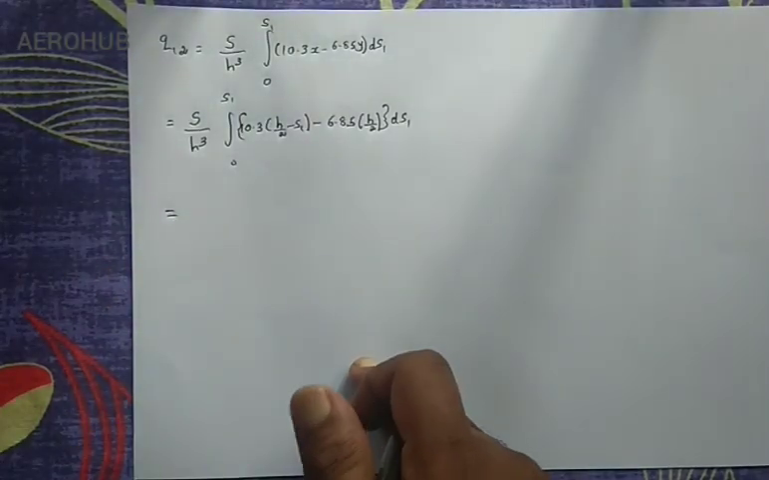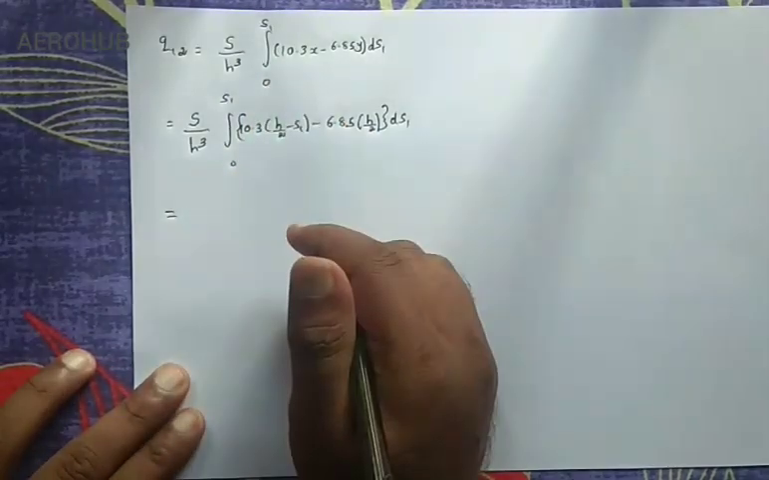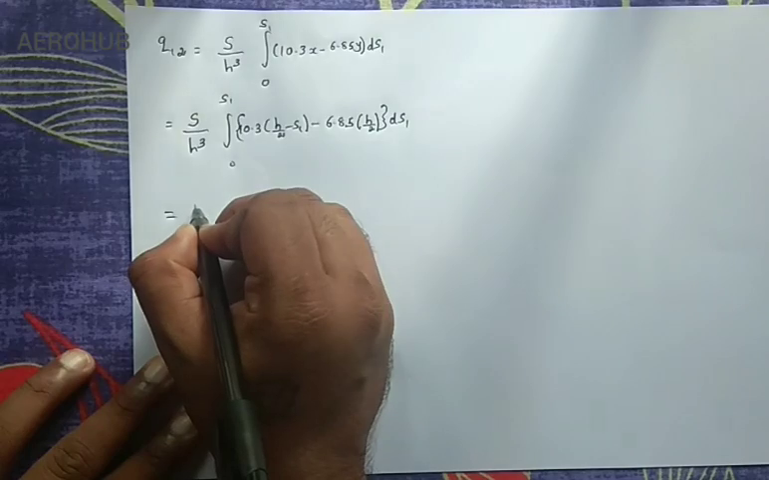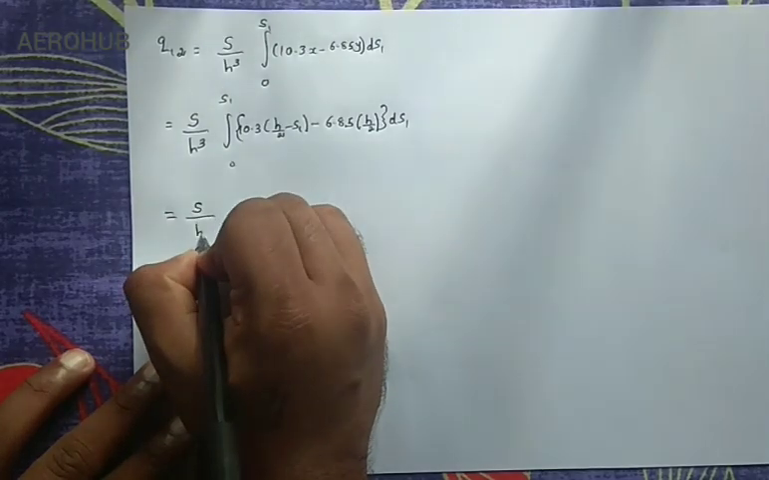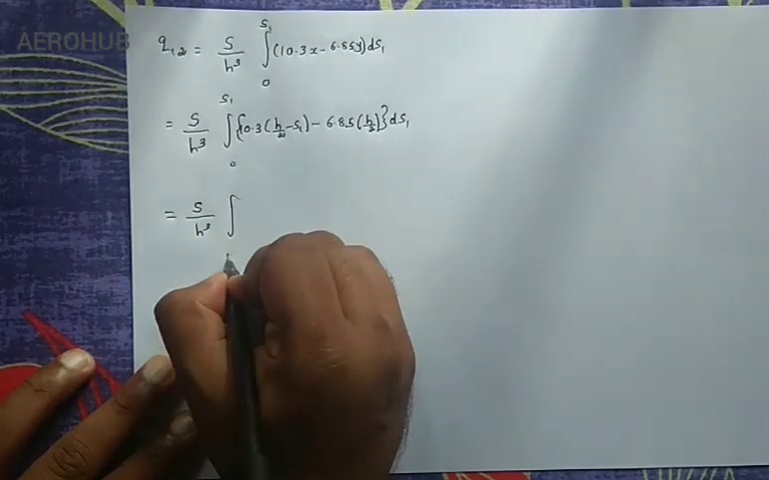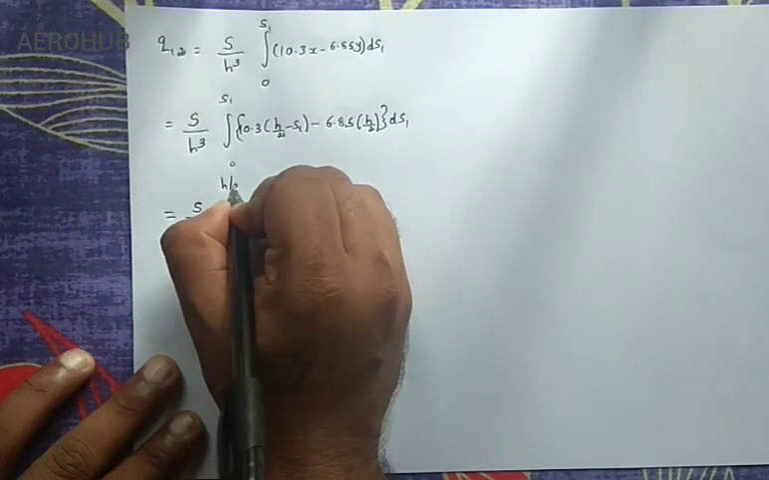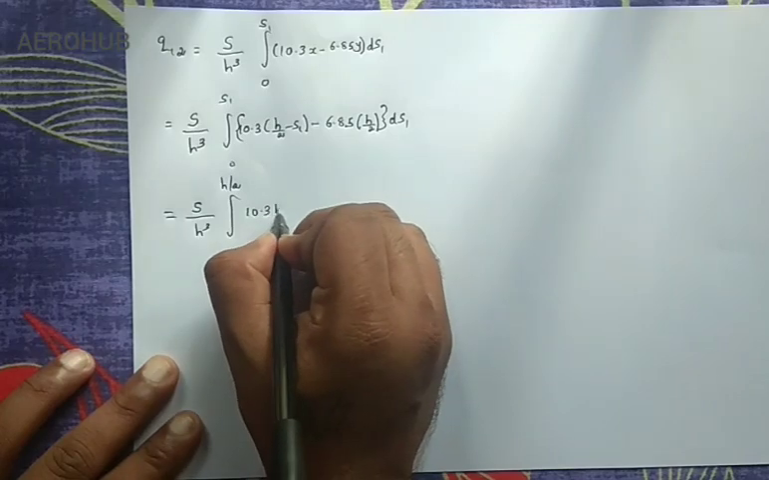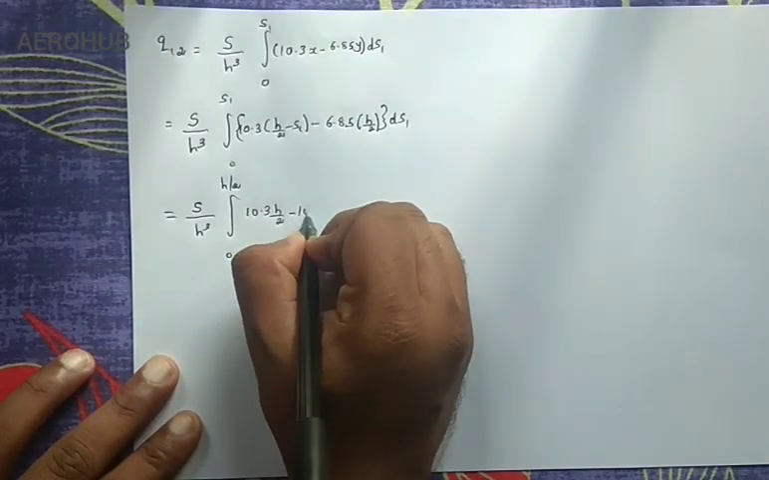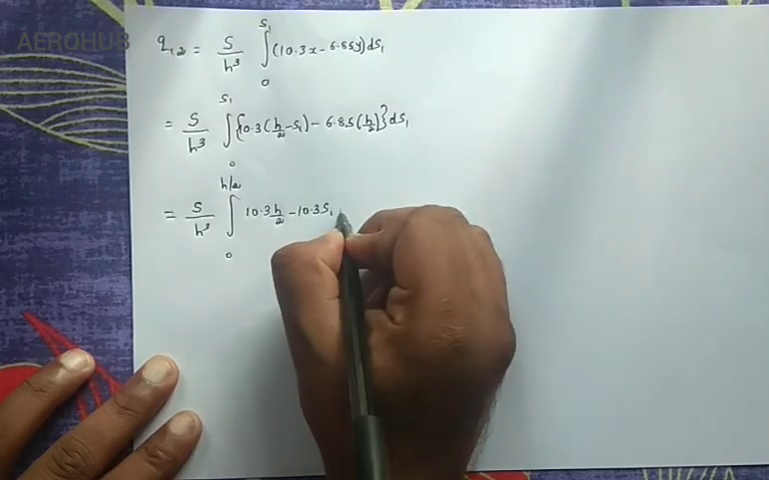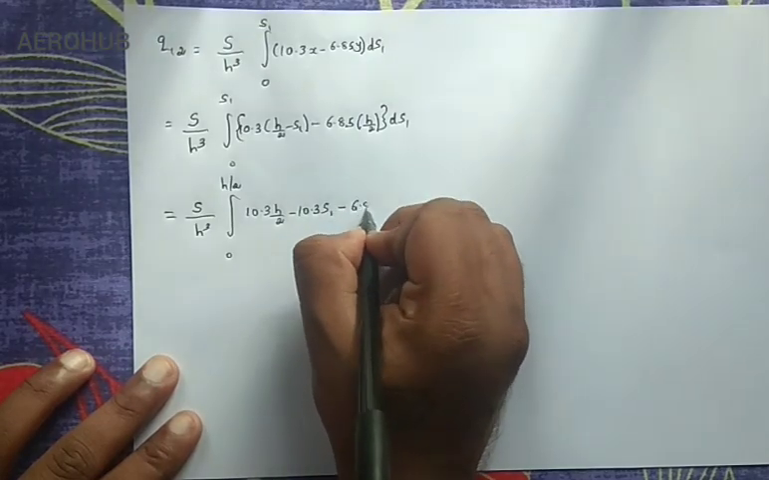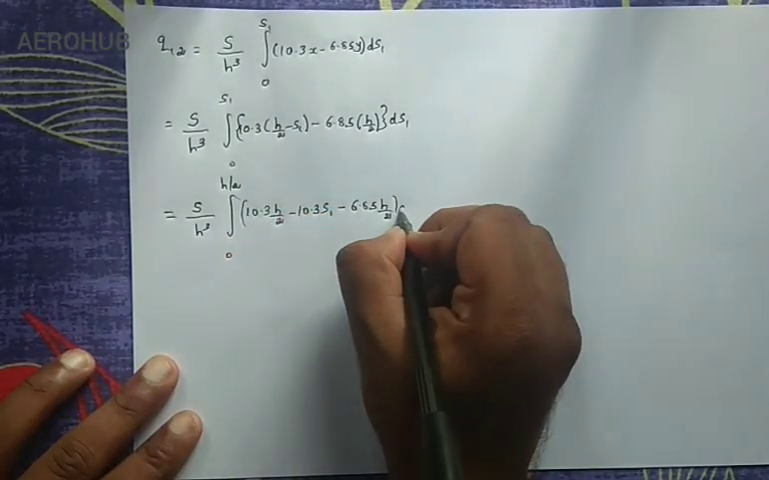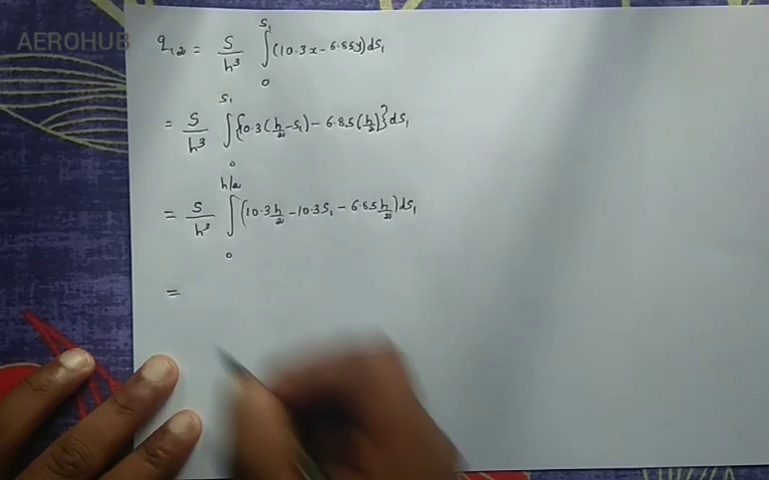And S1 varies from 0 to h by 2. In the previous step you can see S1 varies from 0 to h by 2. So S by h cube, integral 0 to h by 2, of 10.3 into h by 2 minus 10.3 S1 minus 6.85 h by 2, into ds1.